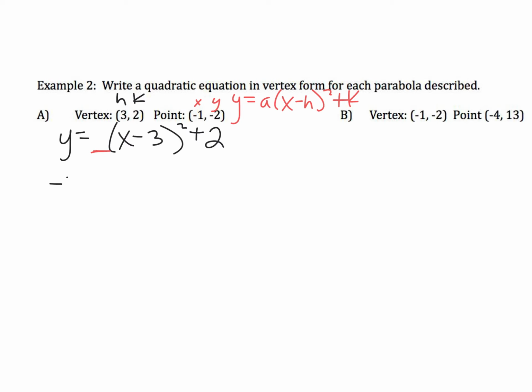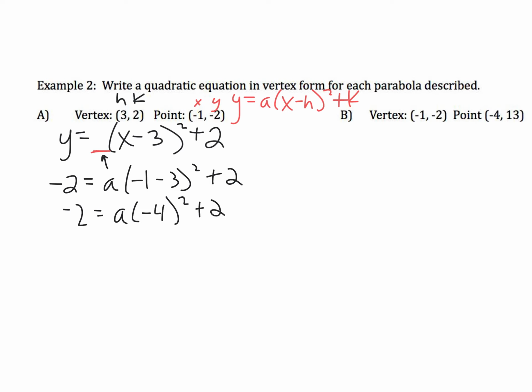Y, we're replacing with -2. I want to find this a value, times x is -1 minus 3 squared plus 2. Now we do algebra, PEMDAS. So I have to do what's inside the parentheses first. -1 minus 3 gives me a -4. So I get -2 equals a times -4 squared plus 2.